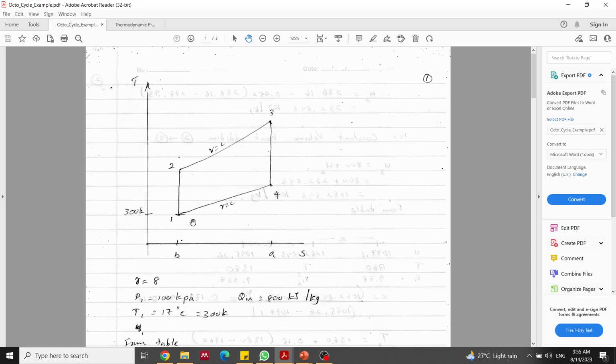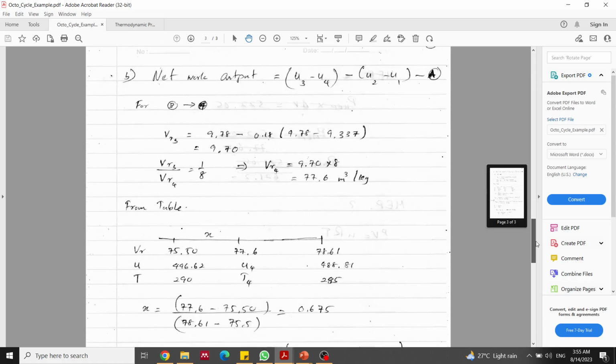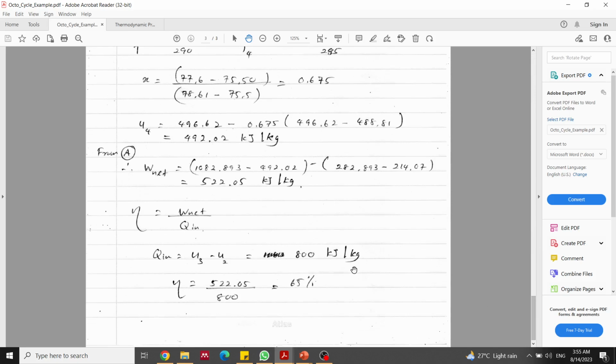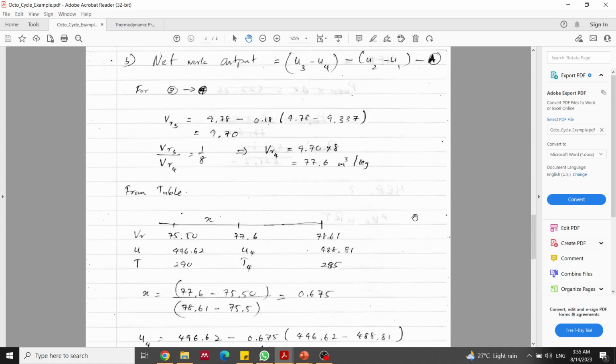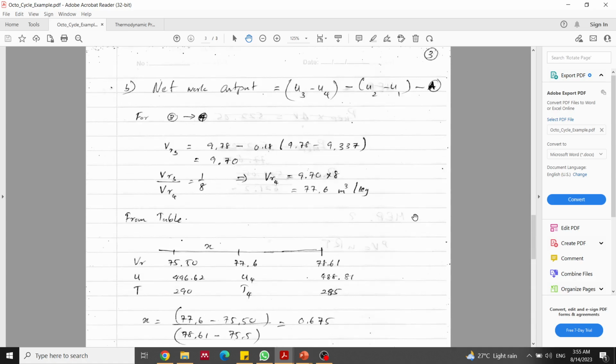This is the work in 1 to 2, right? Work in 1 to 2. The work out 3 to 4, that is what is in here, right? So that is, yes, right here.